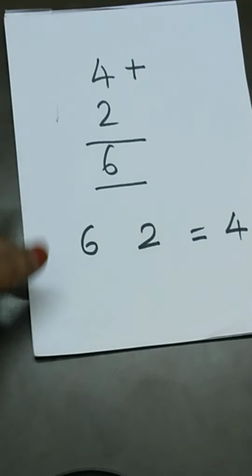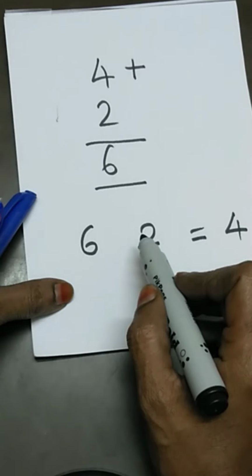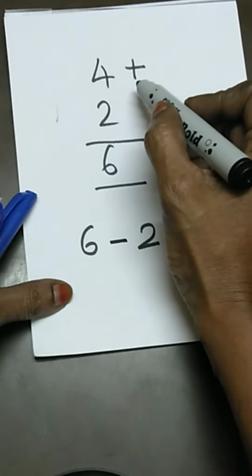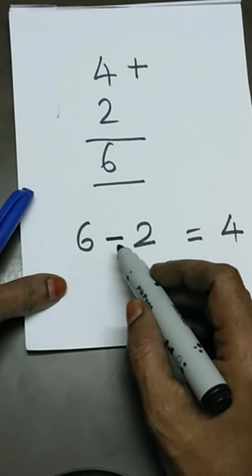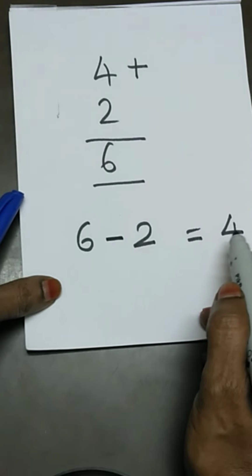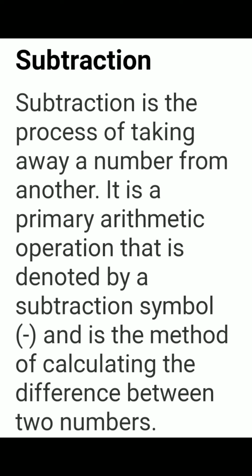This difference is called subtraction, and the sign is minus. The subtraction sign is minus. For addition we had the plus sign, and for subtraction we have the minus sign. So finally 6 minus 2 is equal to 4. Okay, children. Subtraction is the process of taking away a number from another. It is the primary arithmetic operation that is denoted by a subtraction symbol minus.